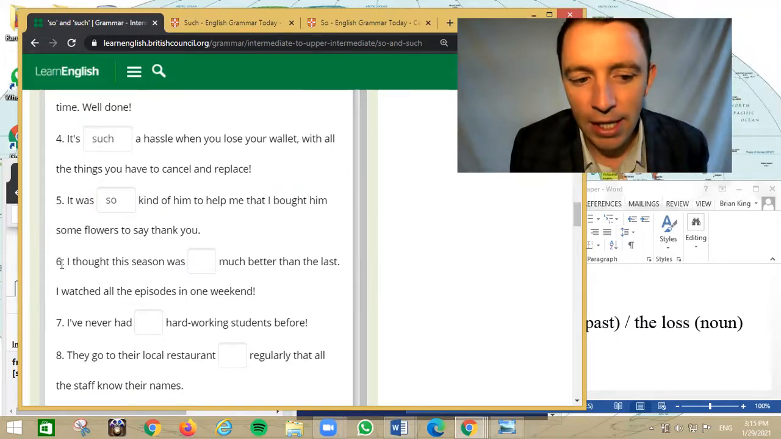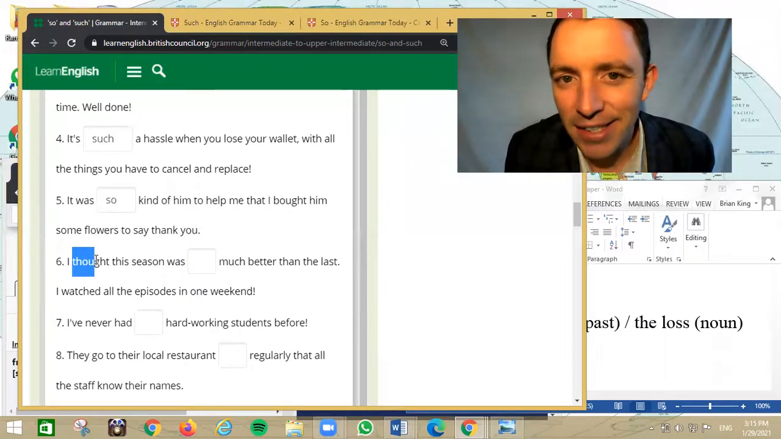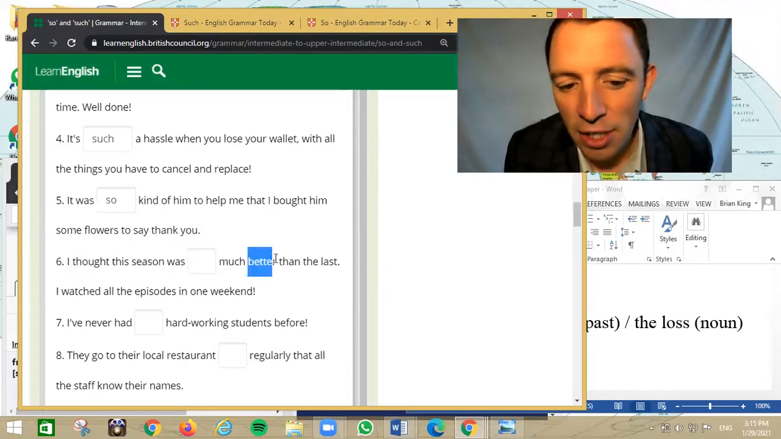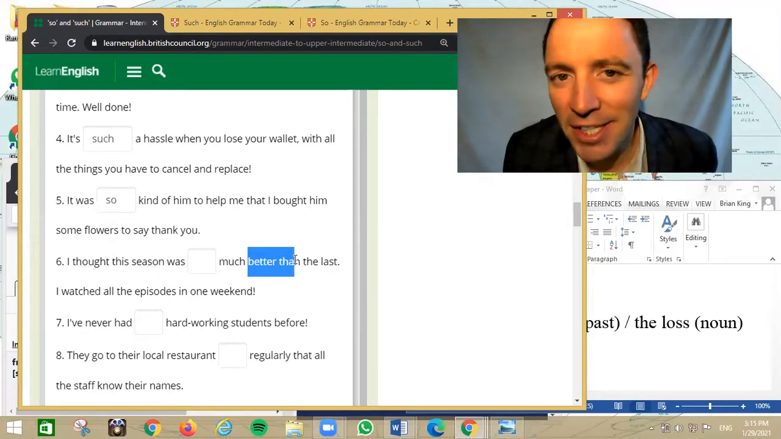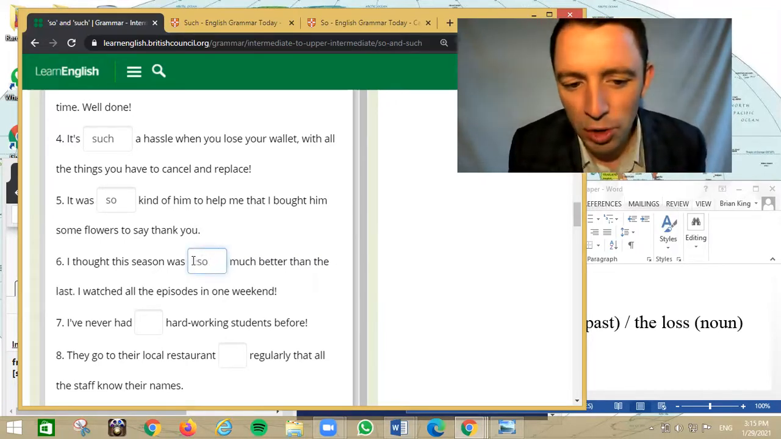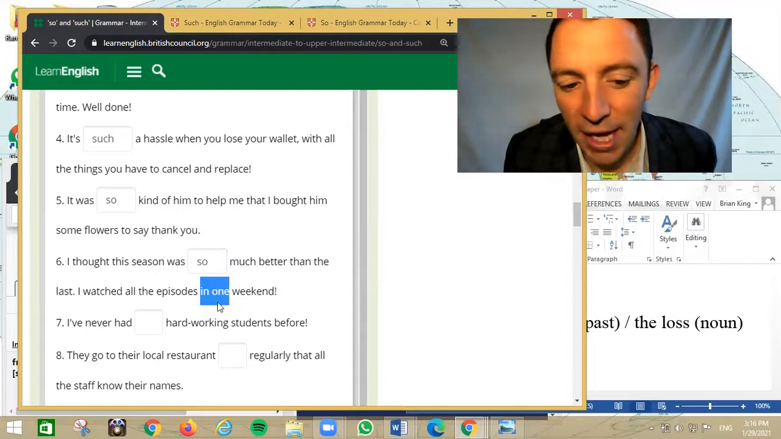Okay, the next one, the verb to think, pensar. In the past it's irregular. I thought this season, temporada, okay, was better than. So this is comparative adjective. And remember the rule for the comparative adjective and the comparative adverb, it's necessary so much. Okay, so much better than. The last. I watched all the episodes in, for the preposition, one weekend.